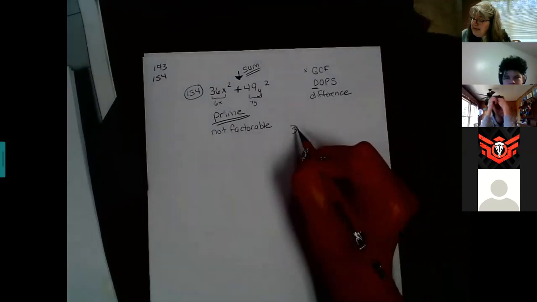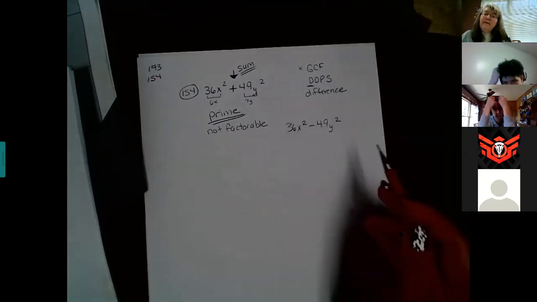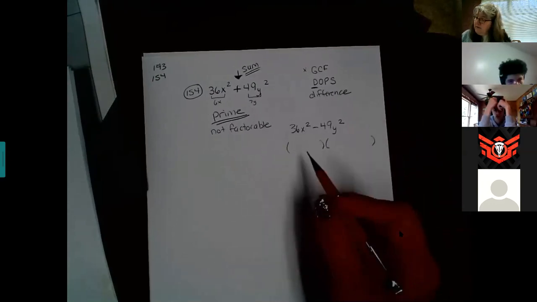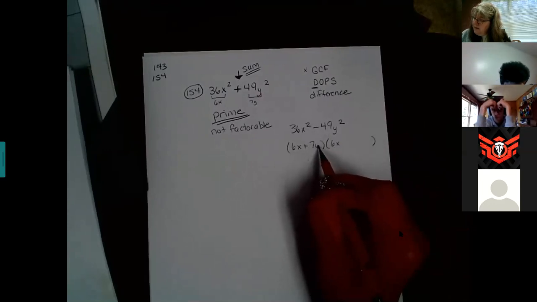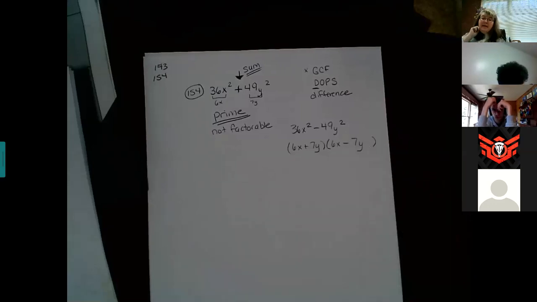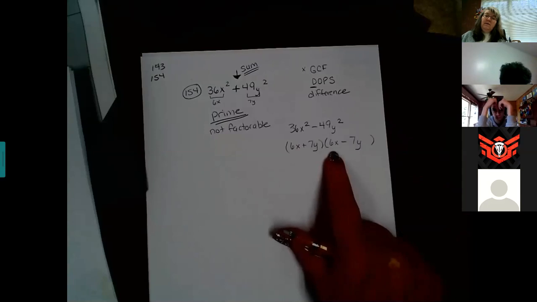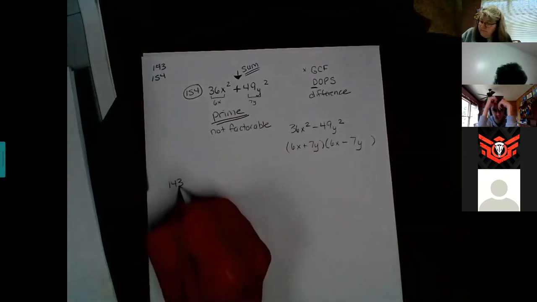If it was a minus, how would it have factored? 6x plus 7y, 6x minus 7y. Yep. Had it been a minus, it would have factored this way. But because it was a plus, it was not factorable. Okay. 143.